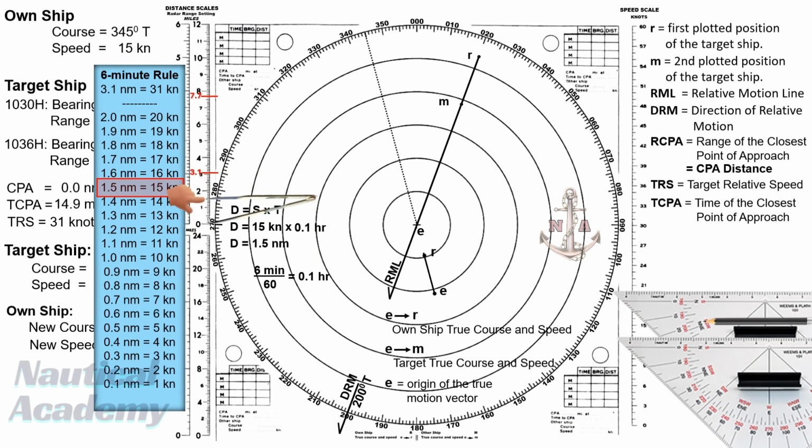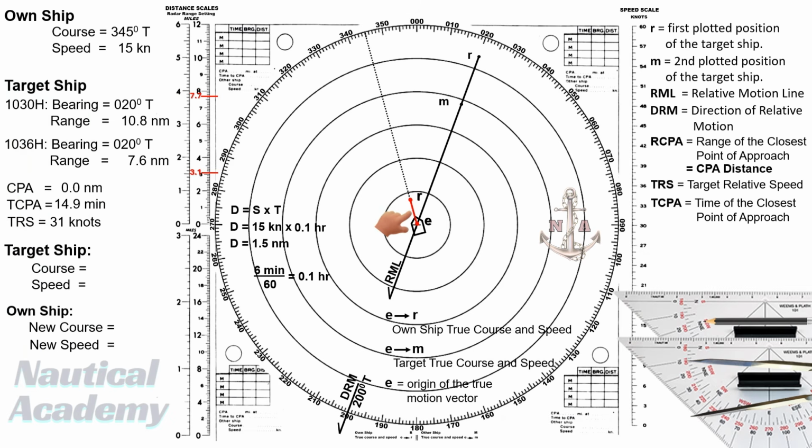Next, measure 1.5 miles in a 12-mile range scale. Then lay the compass divider down from point E in the direction of the ship's course, so point R will be here. This line represents own ship true vector. This vector is supposed to be here. Now we need to create a vector triangle to determine the target true course and speed.